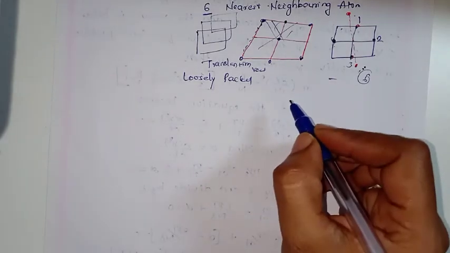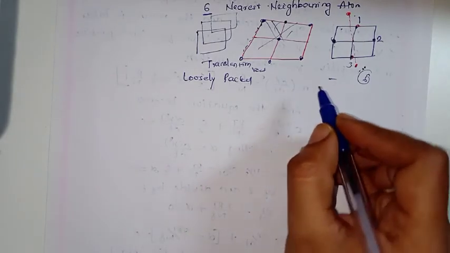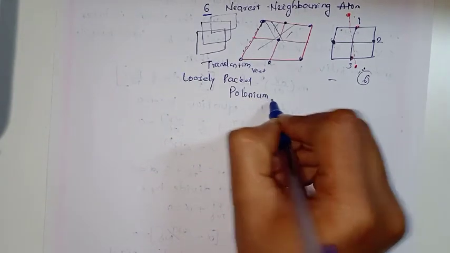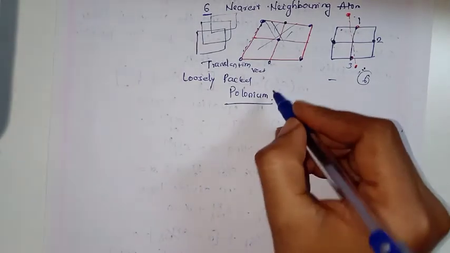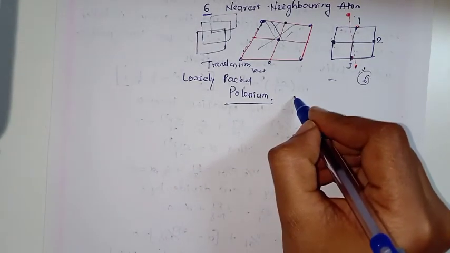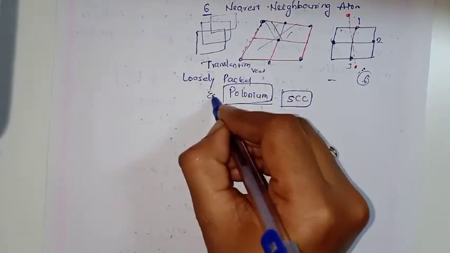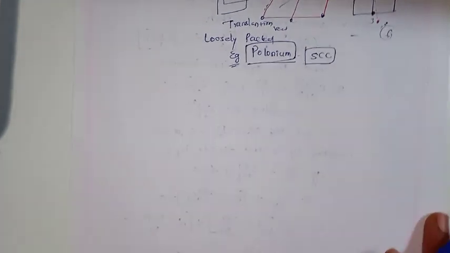So which is the example for this simple cubic structure? Polonium is one of the elements which exists in this simple cubic structure.